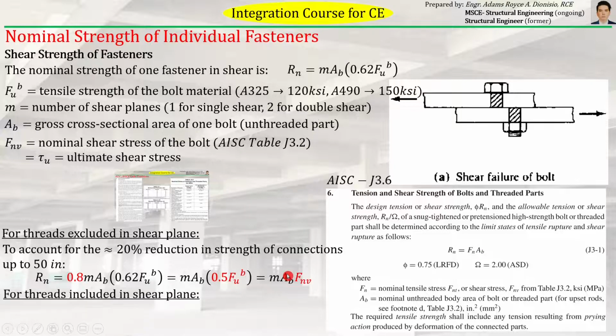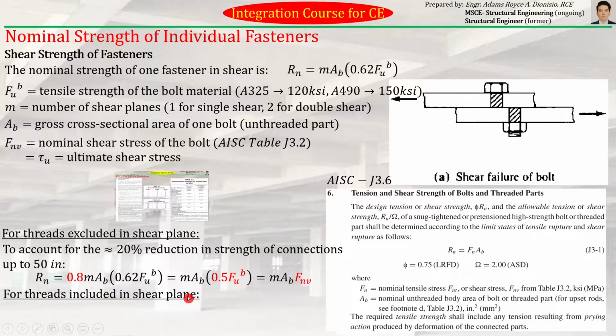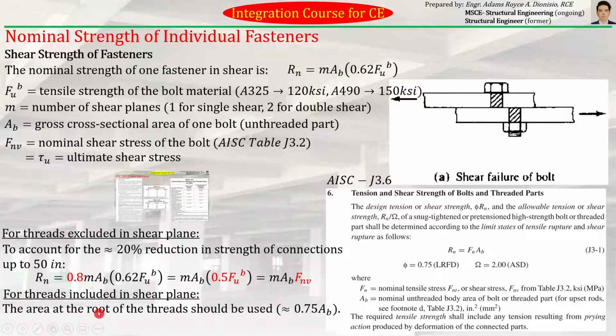Okay. So, that's for threads excluded in the shear plane. For threads included in the shear plane, sabihin sumakto yung shear plane dun sa threads, yung Rn natin, or the area at the root of the thread should be used, which is the 0.75 AB. So, from this formula, i-reduce natin siya ng 20%, so 0.8 na lang.